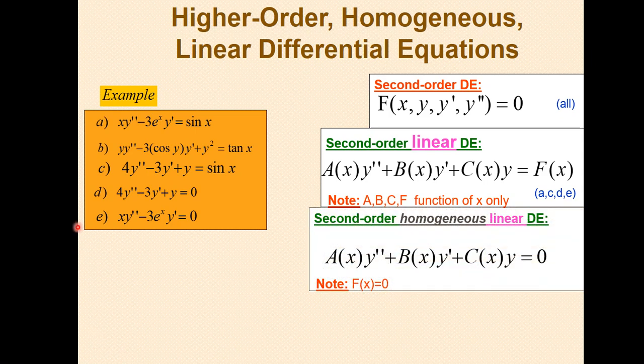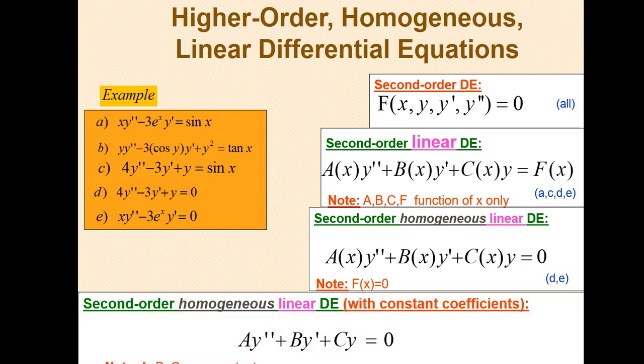Now, what about second order at the same time homogeneous and linear? Second order, everything here is second order. Homogeneous, the right side should be equal to 0. And linear, meaning no term in the left side of the DE should be multiplied or in terms of your dependent variable or your unknown function itself. So, in this case, if it's homogeneous and linear that we're looking for as an example, that would be the last two, D and E.